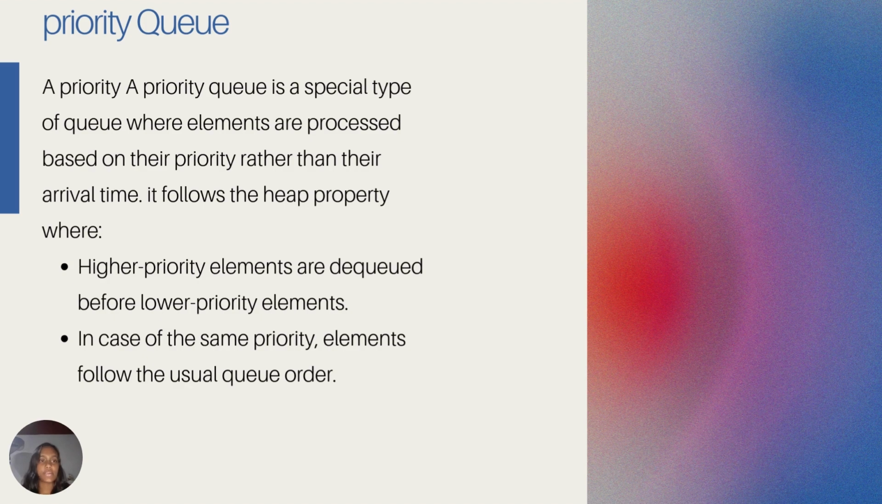Heap priority queue. First of all, we can see what is a priority queue. A priority queue is a special type of queue where elements are processed based on their priority rather than their arrival time. It follows the heap property where higher priority elements are dequeued before lower priority elements. In case of the same priority, elements follow the usual queue order.